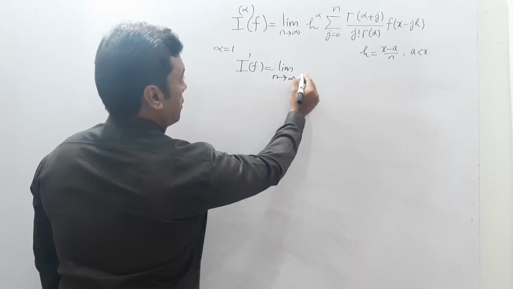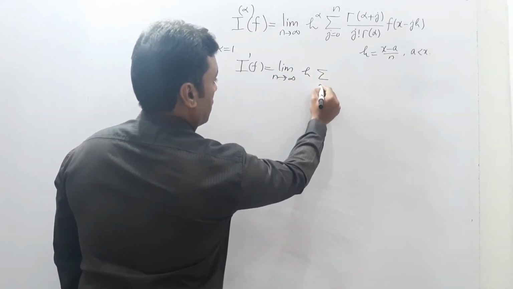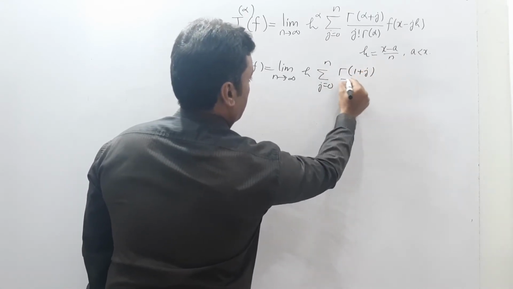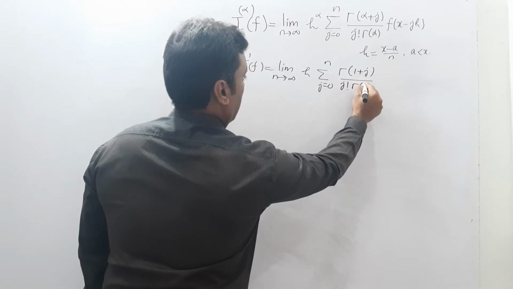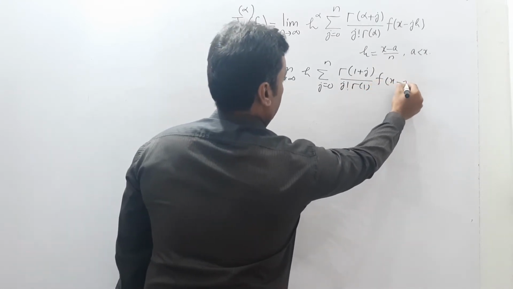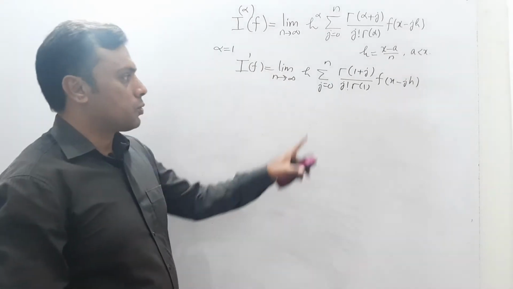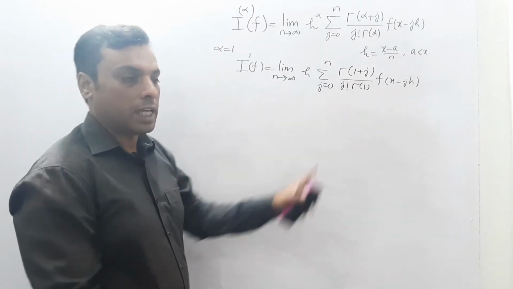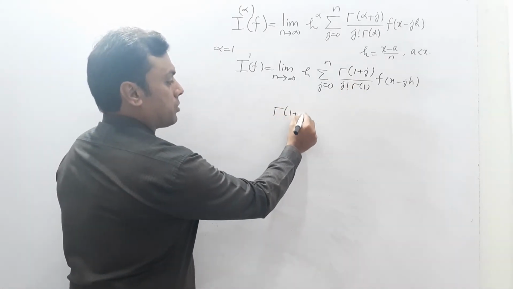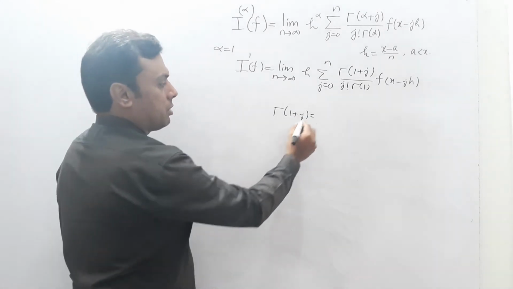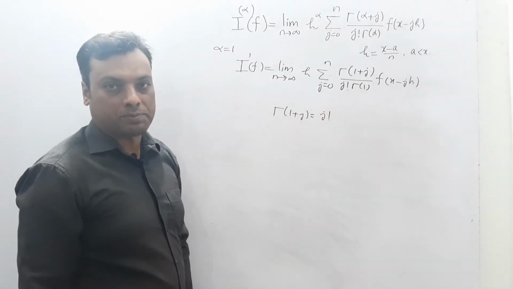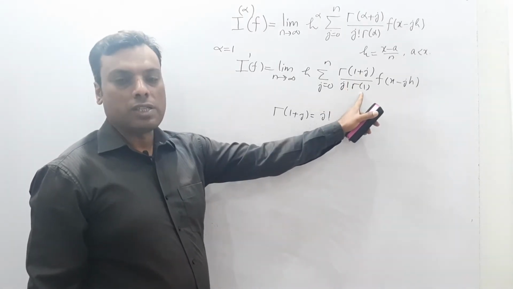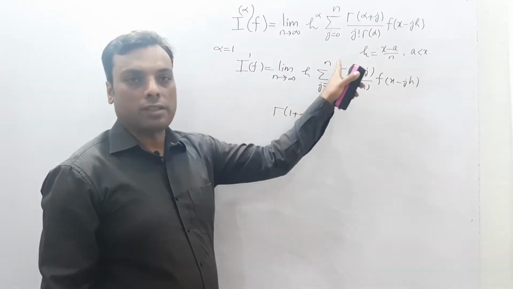Limit n tends to infinity, h to the power 1, summation j equals 0 to n, gamma of 1 plus j over j factorial gamma of 1, f of x minus jh. So I just replace alpha by 1. Gamma of 1 plus j, by the definition of gamma, for integer j is just j factorial. So this is j factorial, this is j factorial, they cancel out. Gamma 1 is 0 factorial, which is 1, so this whole factor is 1.